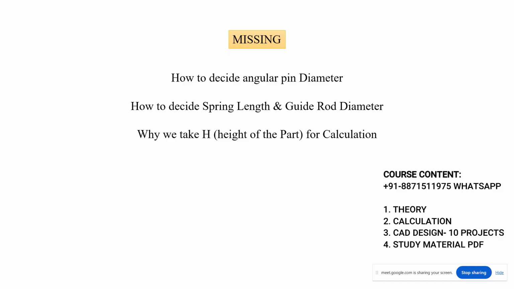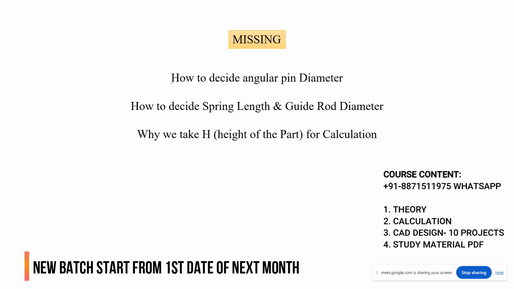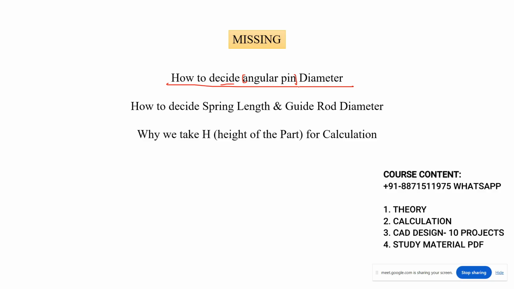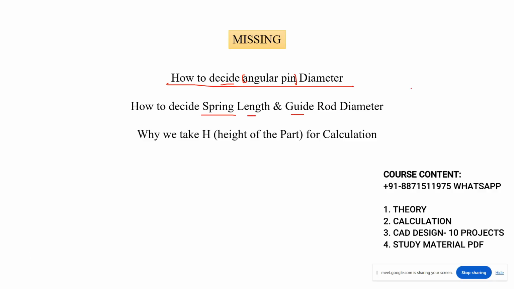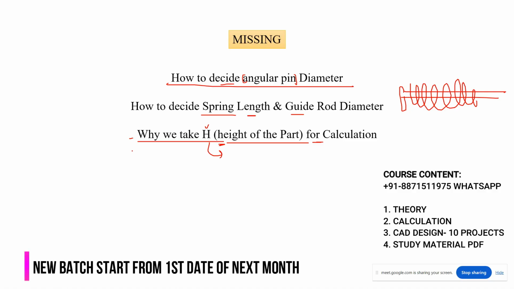How to decide angular pin diameter was missing. And how to decide the spring length and guide rod diameter. What is the guide rod? This is the spring and this is the guide rod, right? And why we take h, the height of the part, for the calculation. So you got the answer for this third question? Why do we take h, or the height of the part, for the calculation?